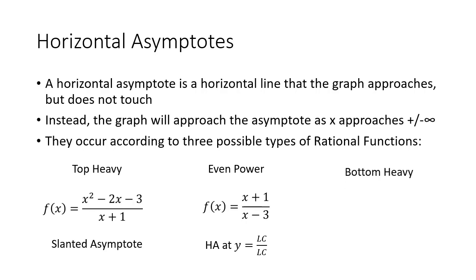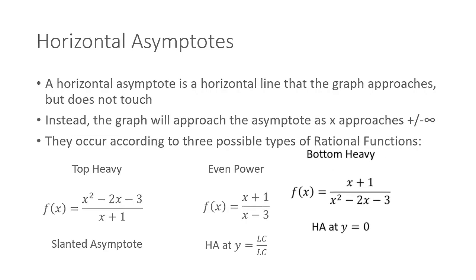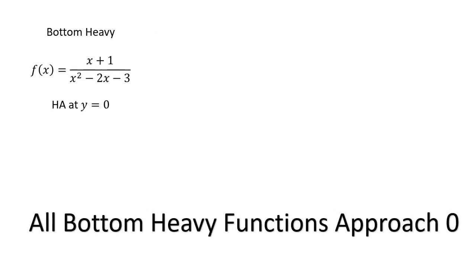And we have the bottom heavy function, which has the powers on the bottom being larger than the powers on the top. So the denominator has a higher degree polynomial than the numerator. This will result in the horizontal asymptote being at y equals 0. So all bottom heavy functions approach 0. There's no reason to do any math here. That's just the answer.